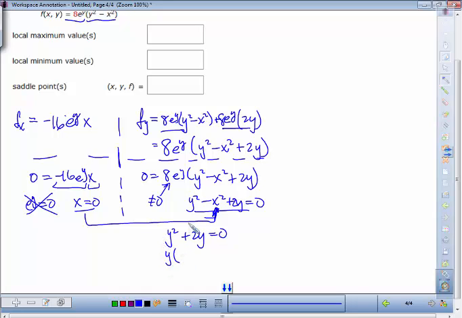So again, we want to factor. We don't want to divide anything out by y. So factor: y times (y plus 2) is equal to 0. So I have y is equal to 0 and y is equal to negative 2.